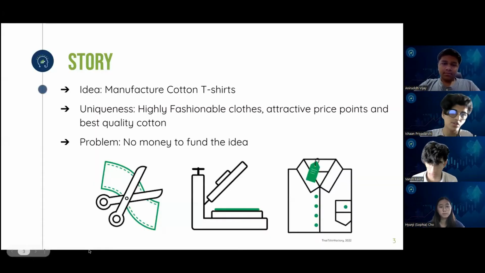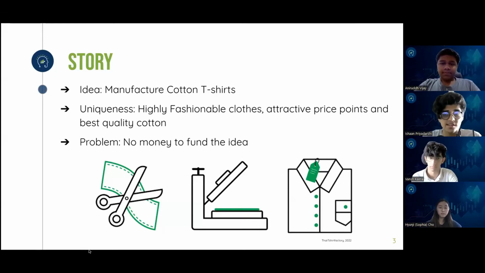So let's open up by giving a short story here. Imagine you are a budding entrepreneur with a brilliant business idea to manufacture highly fashionable cotton t-shirts. The designs are unique, have attractive price points, and the best quality cotton is used to make these shirts. You are confident that the business will be successful and are enthusiastic about launching the idea into an actual business. As a typical entrepreneur, you're likely to be hit by this typical problem. Where are you going to get the money to fund the idea?